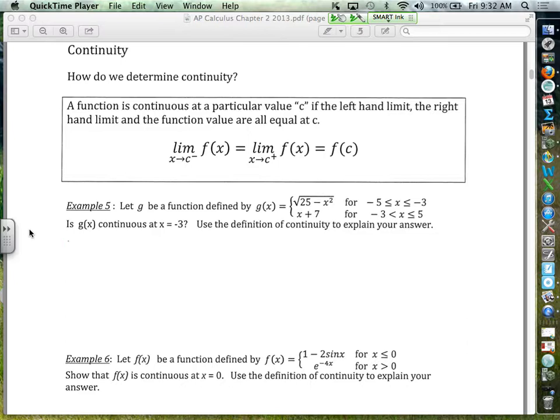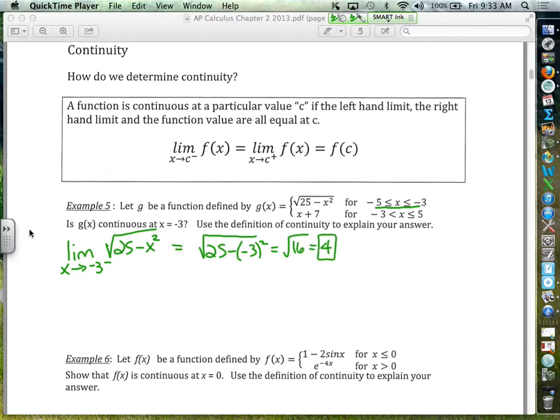So the first thing I'm going to look at is, what's the limit as x approaches -3 from the left side of this function? From the left side would fall into this domain, so I'm using that first piece. Let's see, square root of 25 minus x squared. If I plug -3 into this, it gets square root of 16, which is 4. So the left-hand limit is 4.